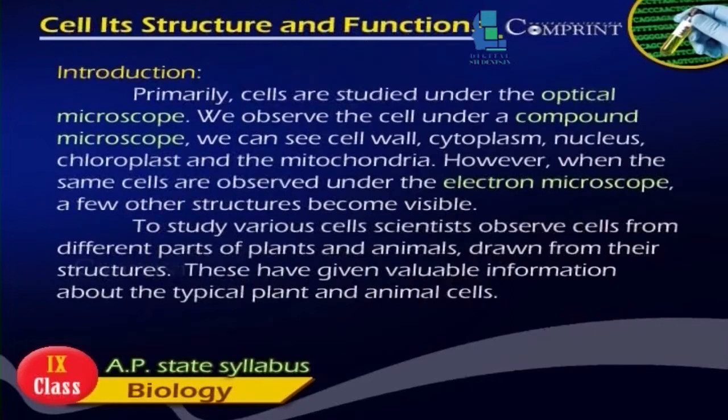To study various cells, scientists observe cells from different parts of plants and animals and draw their structures. These have given valuable information about the typical plant and animal cells.